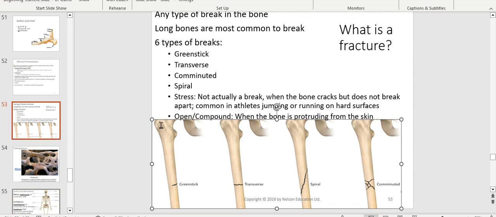Now, bones are designed, if you think of physics, it's all about stress. And you'll see that when you provide stress to these bones, over billions of years of evolution they are designed to disperse that stress. But sometimes, depending upon the stress, you will get a fracture of some sort. And that's not what you want.